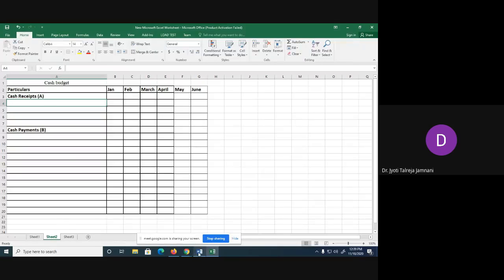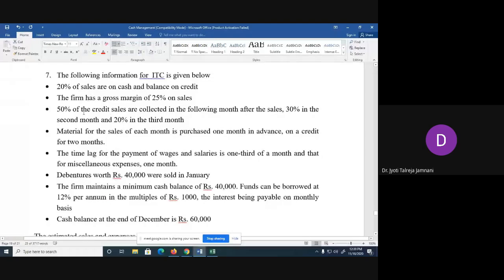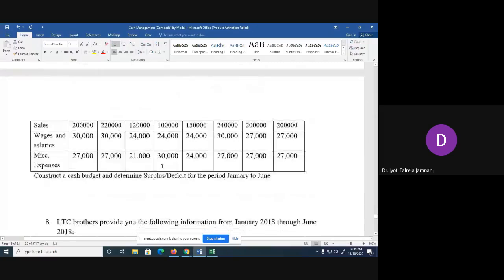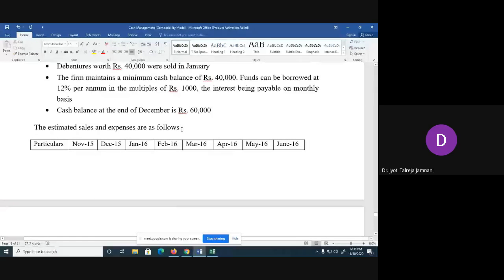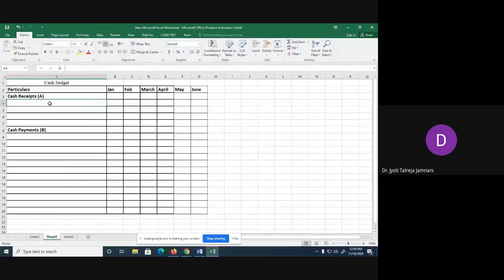So we'll see one by one what is given in the question. If you have observed, I am always starting with the bullet points, not with the table. So whatever is given in the bullet points is related to this tabular data, which we will accordingly use. Okay. So 20% of sales are on cash and balance on credit. So first we need to take cash sales under cash receipt. So cash sales, 20% of the total sales are cash sales. So 20% of sales we have to find.